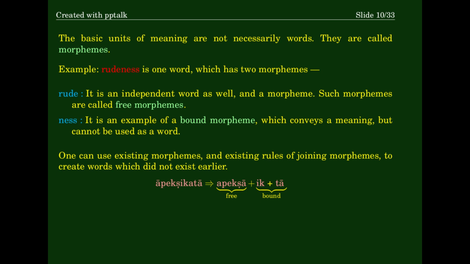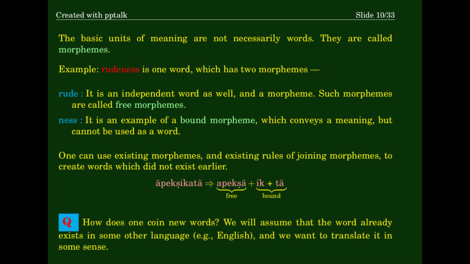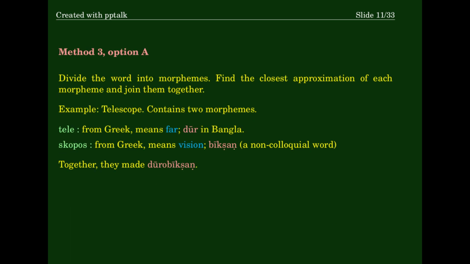So, how does one join these morphemes to create or coin new words? Okay. We will assume that the word already exists in some other language, for example in English, let us say, and we want to translate it in some sense. It does not always have to be literal translation, as we will see later. So, what do we do? Option A, divide the word into morphemes. Find the closest approximation of each morpheme and join them together.